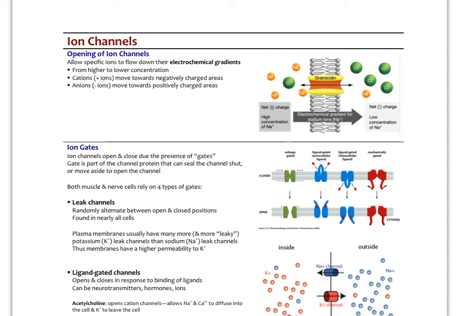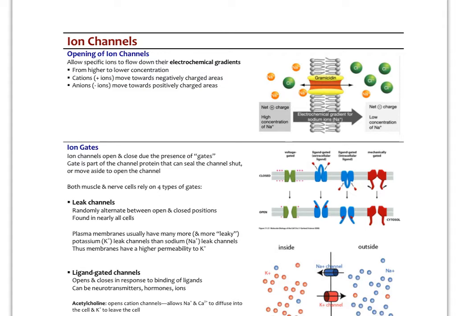So cations are positively charged ions and anions are negatively charged atoms. So in an ion gate, basically, it allows, for example, in the picture here, you see chloride is able to go usually from one side of the cell to another. And in really simple ion gates, basically the ions just follow the electrochemical gradient.